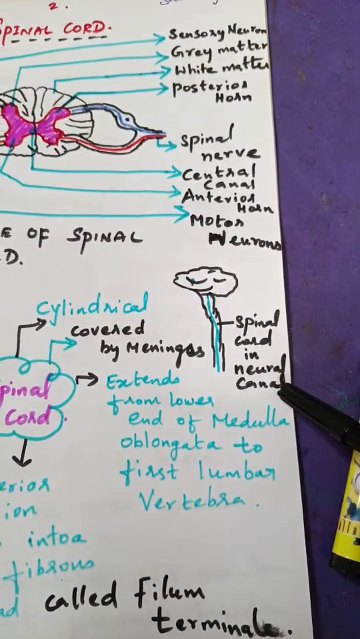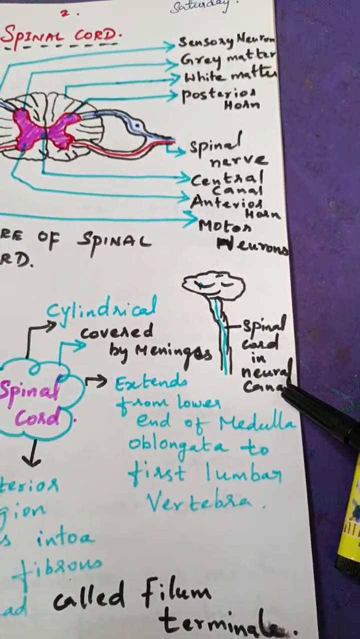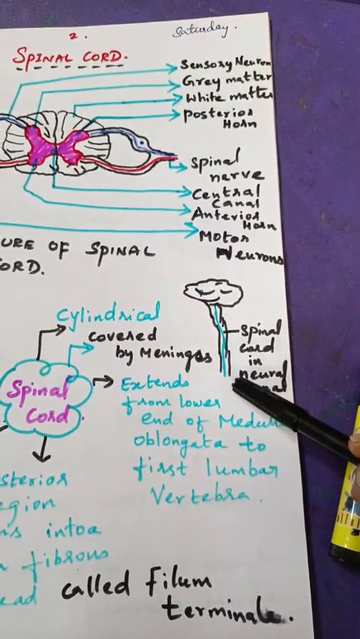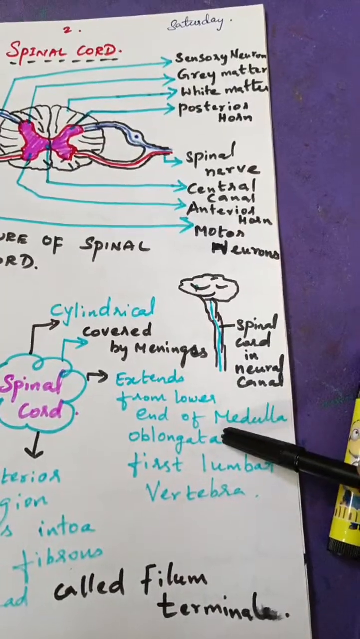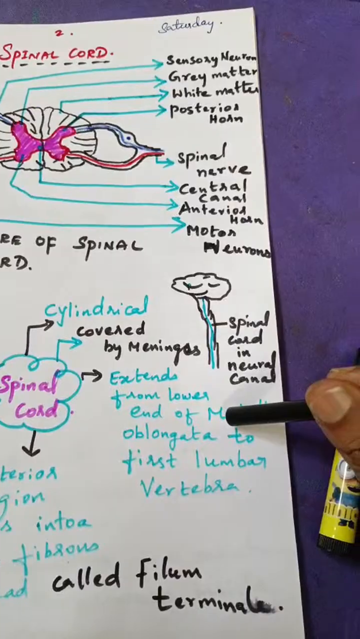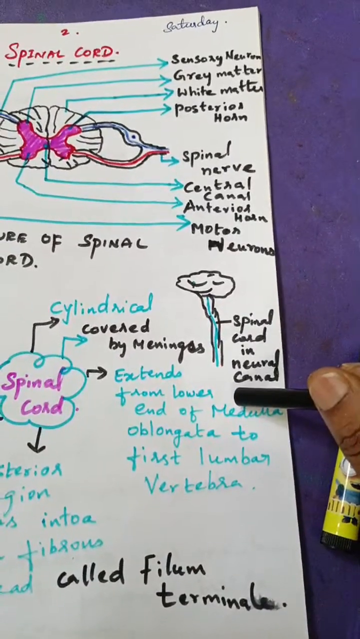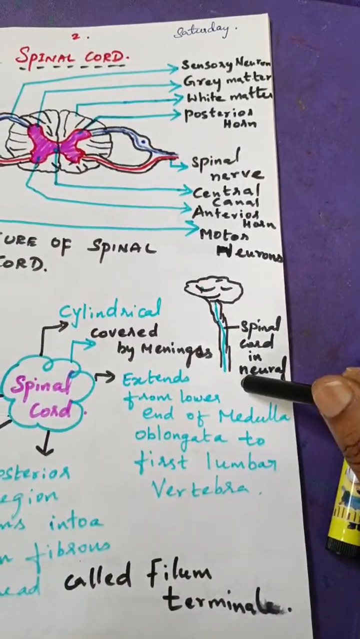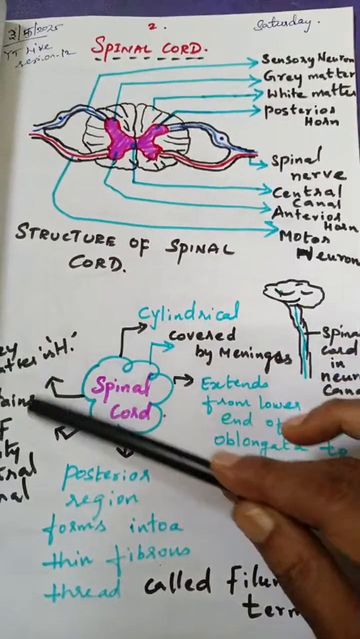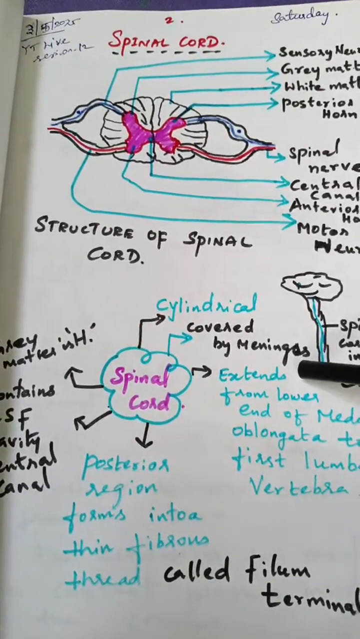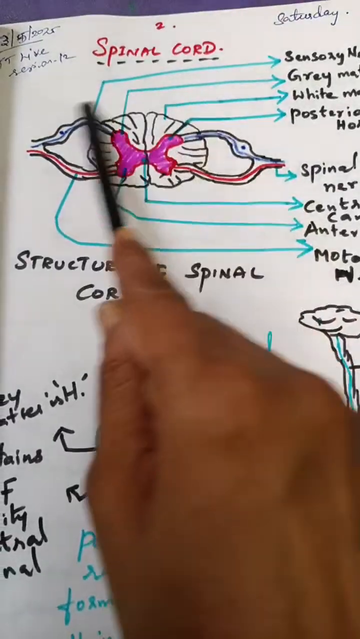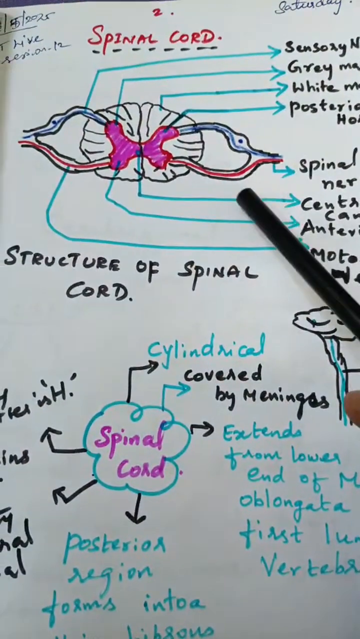What do you mean by neural? Neural means nerve, the nerve canal. So it will be continuous in the neural canal, and it will go down the vertebral column, your backbone, and it will end at the first lumbar vertebra of the vertebral column. We will see the functions of the spinal cord, and before that we will understand the parts also. This is the topmost view of the spinal cord I have given you.